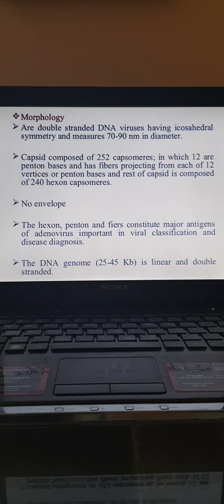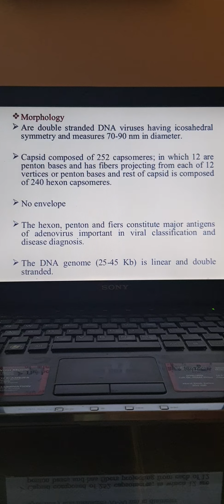Morphology. Morphologically, it is a double-stranded DNA virus. It has icosahedral symmetry and measures 70 to 90 nanometers in diameter. The genome has a capsid which is composed of 252 capsomeres, and in this capsid, it has 12 penton bases.